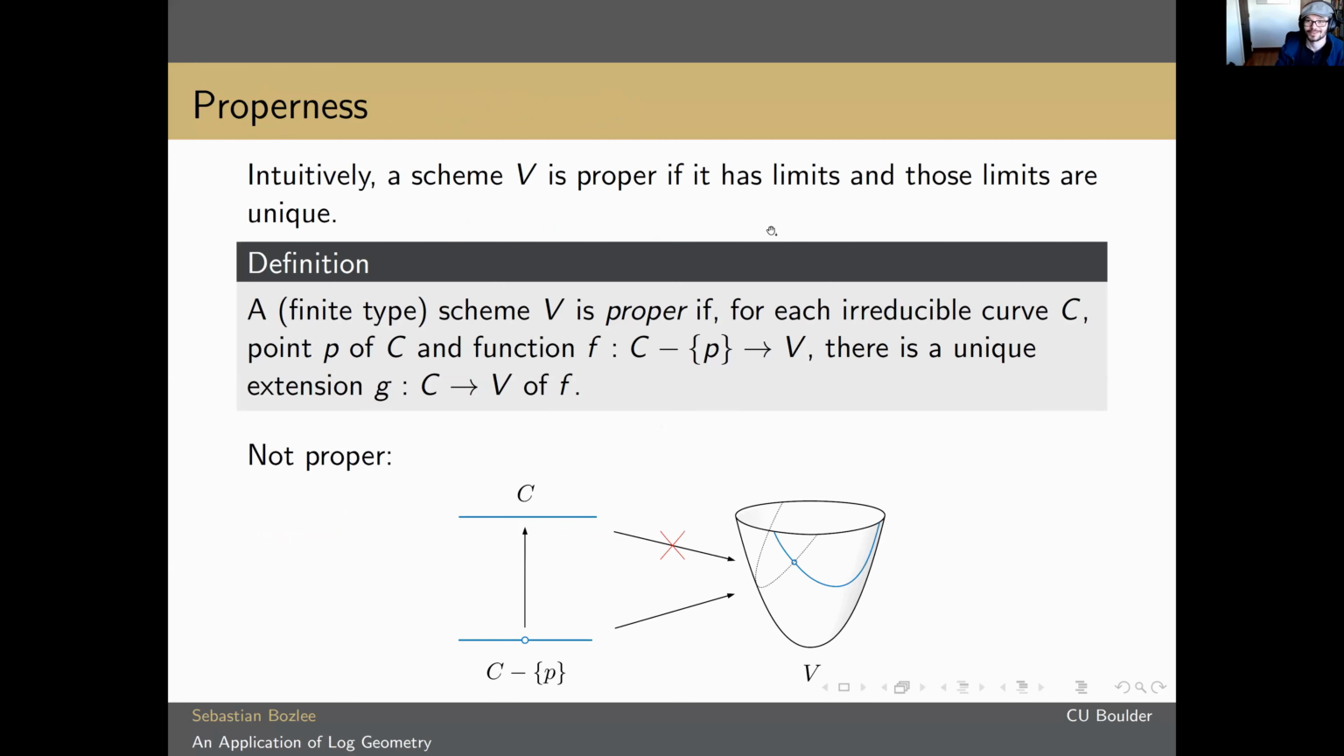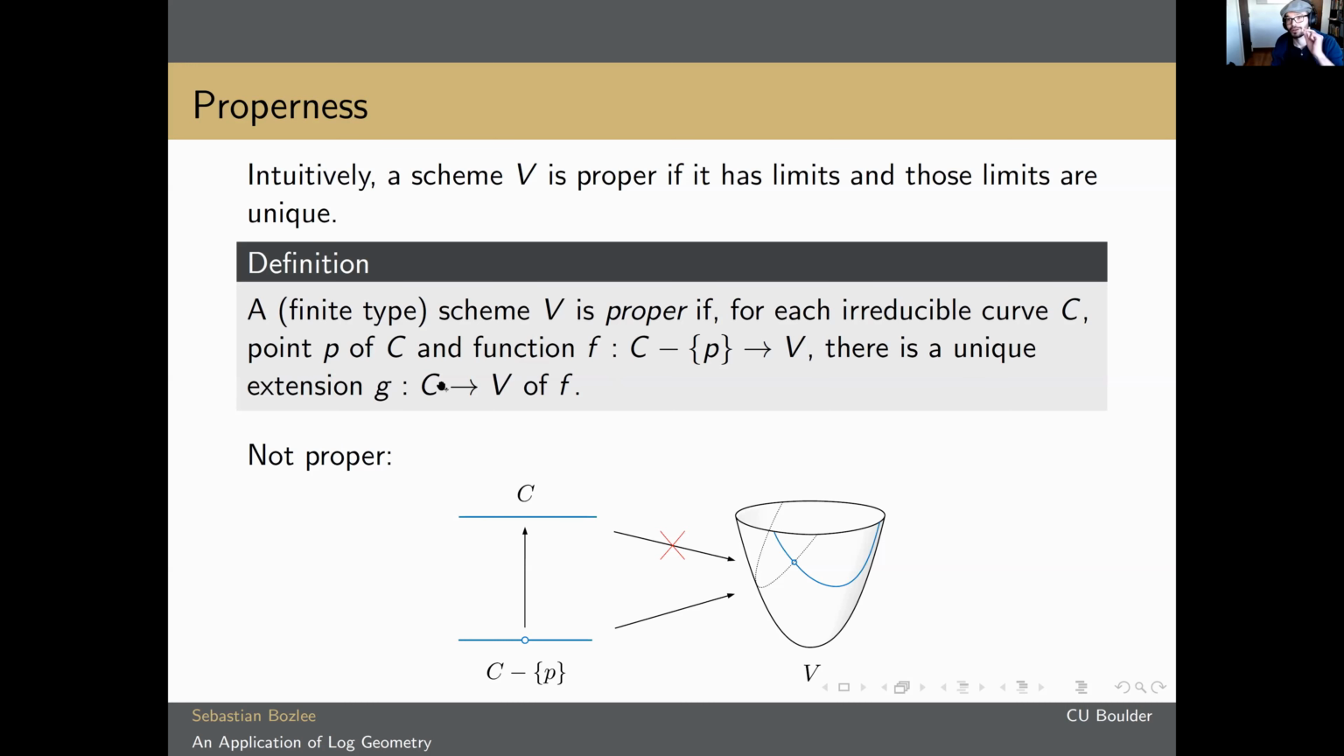So this takes us to properness. We mentioned this a little bit earlier. This is one way that we can ask that our schemes are nice, or our curves are nice. Intuitively, what properness is going to mean is that you have limits, and those limits are unique. So a little bit more formally, a finite type scheme, or a finite type, you don't know what that means, is proper if for every irreducible curve, point P of that curve and function from everything but that point into our scheme, there's a unique extension of that function to the whole curve.